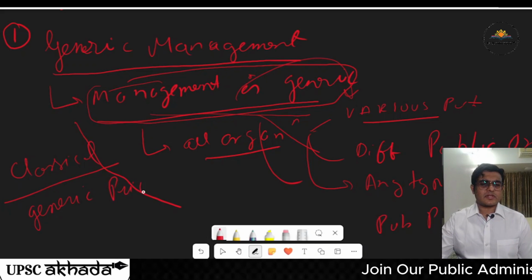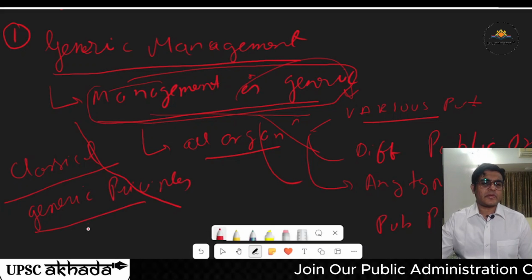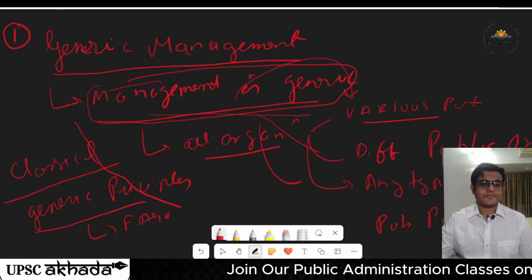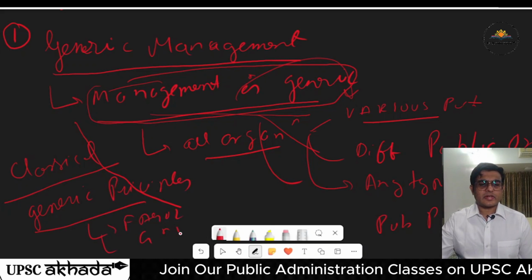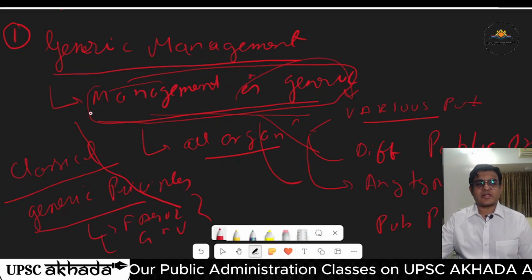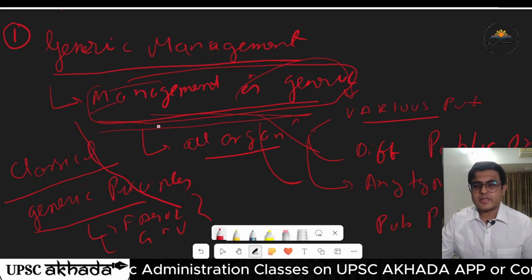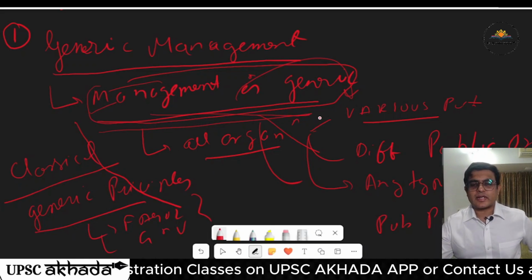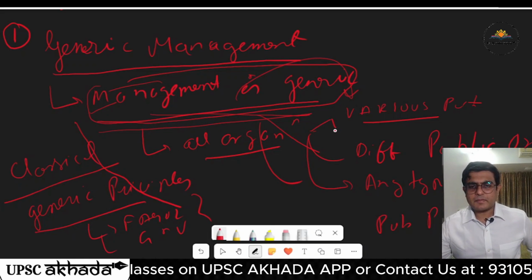Generic principles, all these classical thinkers were talking about, be it Fayol, Gulick or Urwick. So he also talks about generic management. He says management is generic, so be it any type of organization, this will be applicable to all.